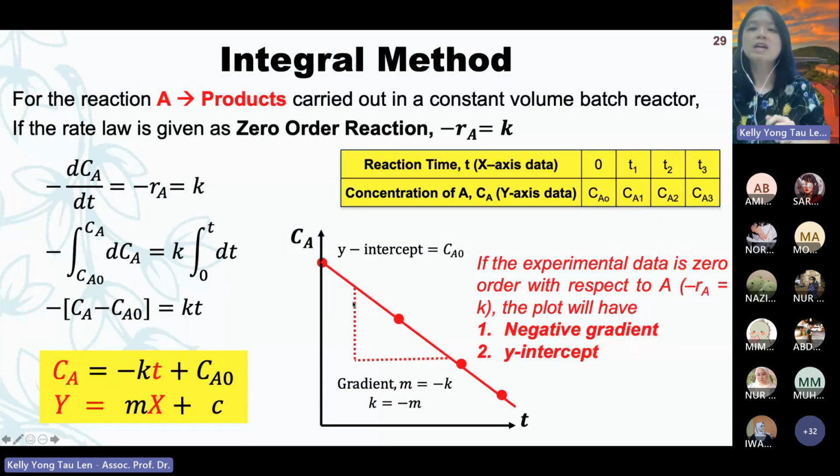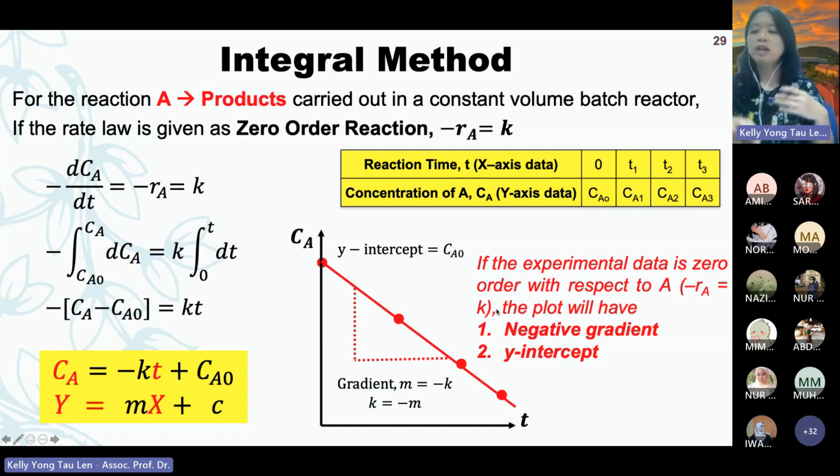And second requirement, dia kena fulfill both. Dia mesti ada y-intercept, dia akan ada pintasan y. Kenapa? Sebab dalam equation kita kan ada y-intercept. Okay, so if your reaction, you do the experiment, you got your experimental data, CA versus time, you plot the graph. If your plot fulfill these two requirements, then you can confirm your reaction is zero order reaction.